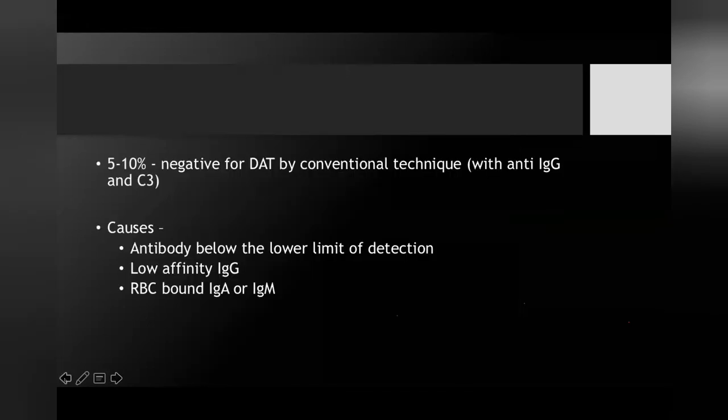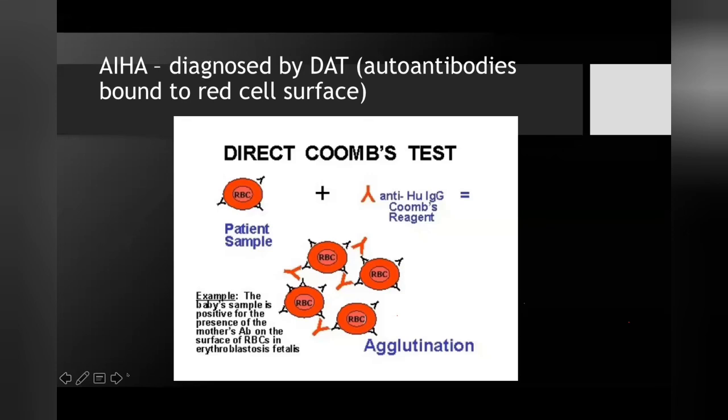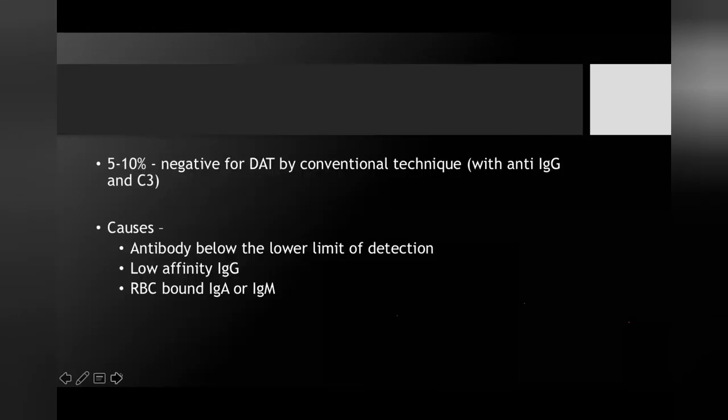But the problem here is that 5 to 10% of patients with autoimmune hemolytic anemias may be negative by the conventional tube technique. The main reason is that the number of antibodies bound to the red cells is lower than the limit of detection. For a conventional tube technique, you need at least 500 antibodies bound to the surface of one RBC. Sometimes the affinity of the IgG is low, that is, it detaches in vitro before you can detect it. And sometimes it is not the IgG, but the IgA or IgM, which is bound to the red cell.